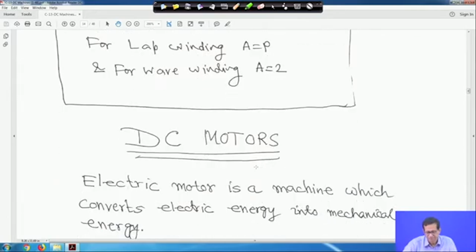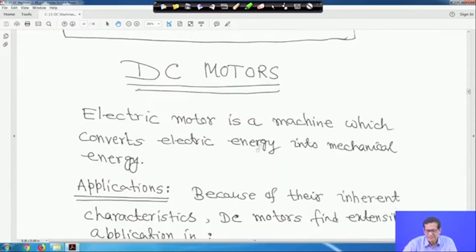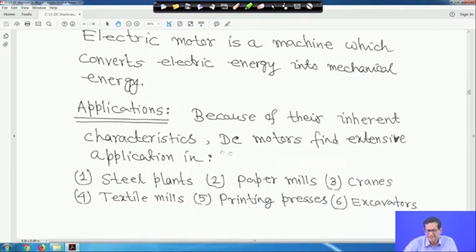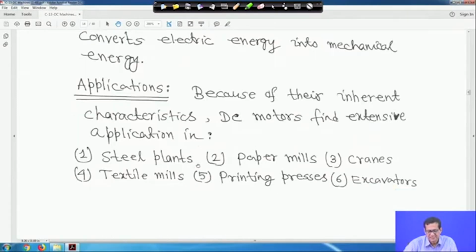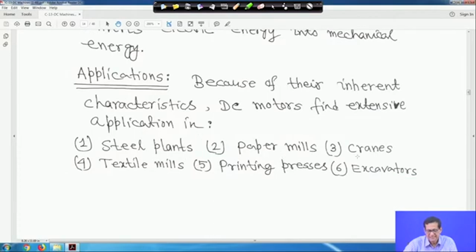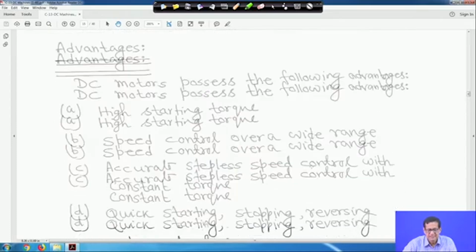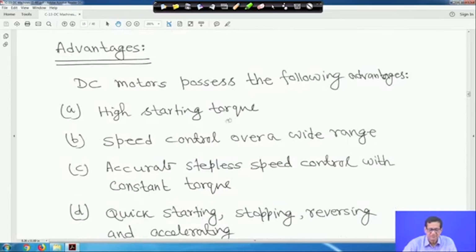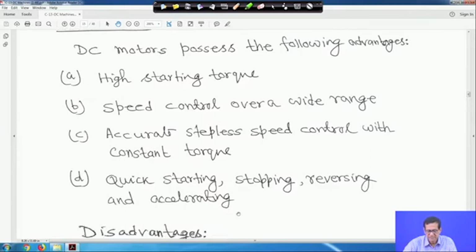Next is DC motors. The philosophy is the same. An electric motor is a machine which converts electric energy into mechanical energy. This is a DC motor. Because of their inherent characteristics, DC motors find extensive application in steel plants, paper mills, cranes, textile mills, printing presses and excavators, right. DC motors possess the following advantages: high starting torque, speed control over a wide range, accurate stepless speed control with constant torque, quick starting, stopping, reversing and accelerating. These are the advantages of DC motors.